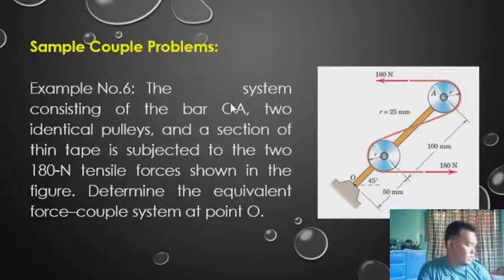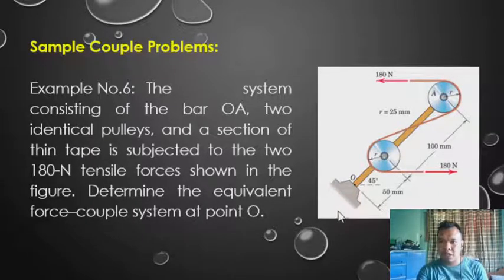Example number 6. The system consists of bar AO, two identical pulleys and a section of thin tape is subjected to the 180 Newton tensile force shown in the figure. Determine the equivalent force couple system at point O. Ibig sabihin, itong dalawang force na to is transfer lang natin dito, no? So, kung makukuha mo ito, yung perpendicular distance na to, pwede mo na makuha yung value, di ba?